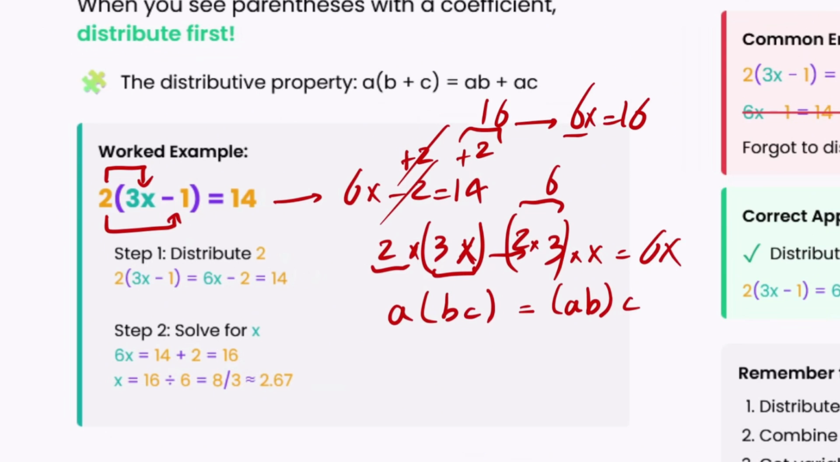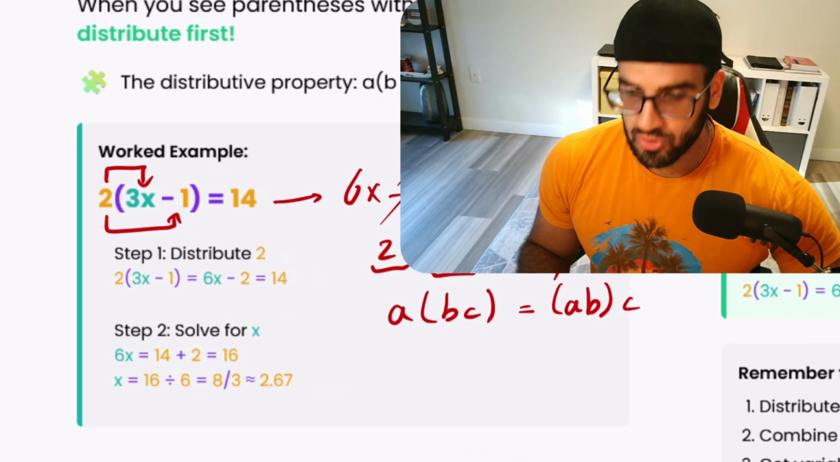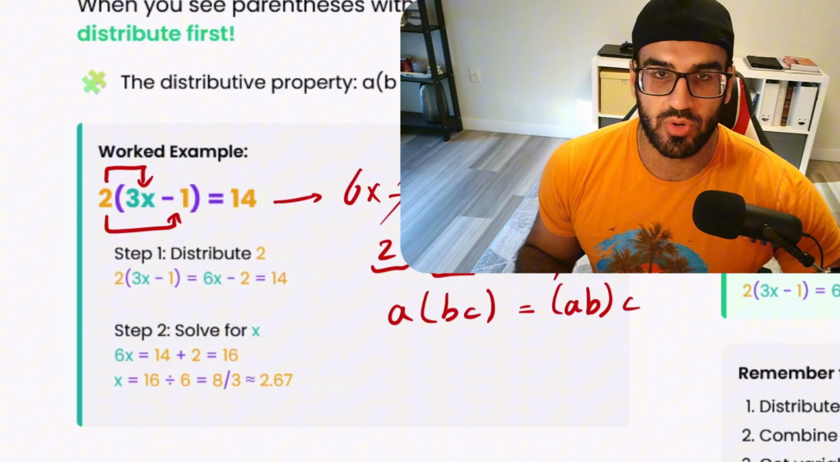I do have 6, which is the multiplication with x. I have to get rid of that. Divide by 6, divide by 6. At the end, my x would be 2.67. So right now you have to use the calculator, or you can just write it down as a fraction.